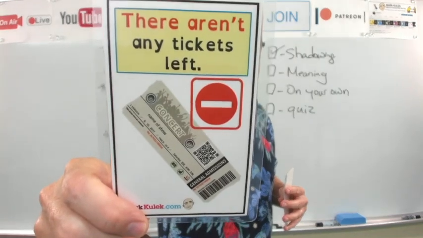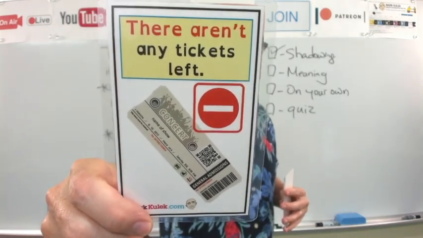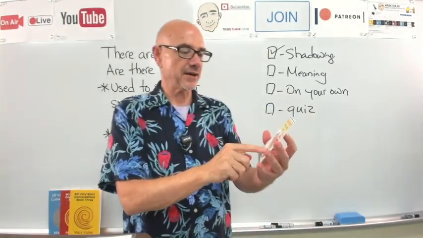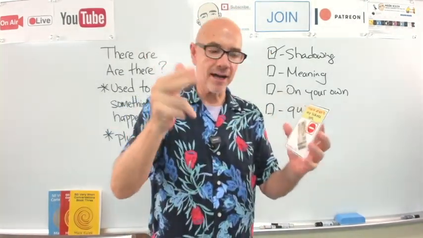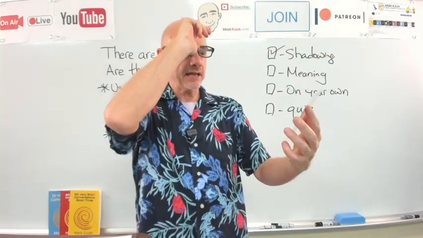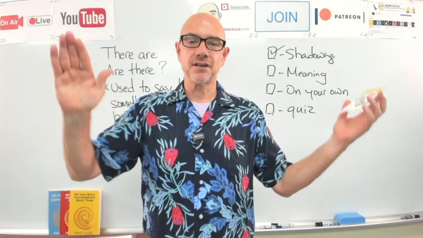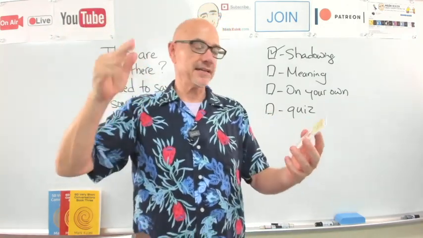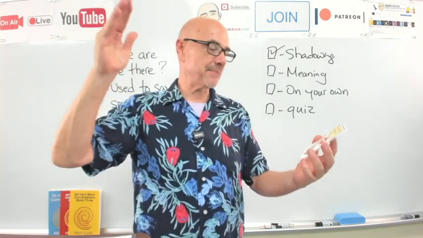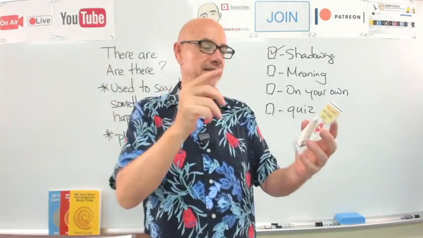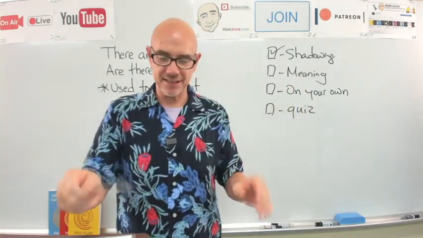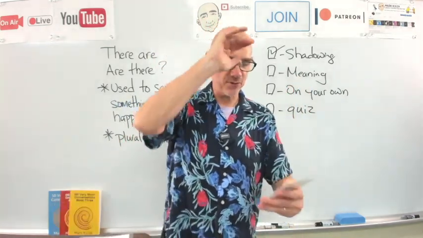There aren't any tickets left. So this means we have more than one ticket, because let's say it's a concert and all the tickets are sold out. You cannot buy any more because all the seats are filled. It is at capacity. Capacity means no more left. It's sold out. So there aren't any tickets left. No more tickets.